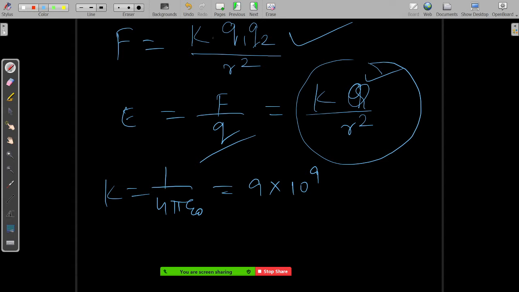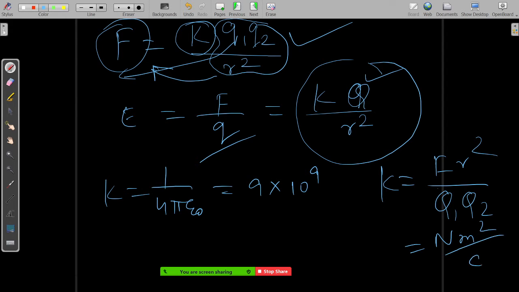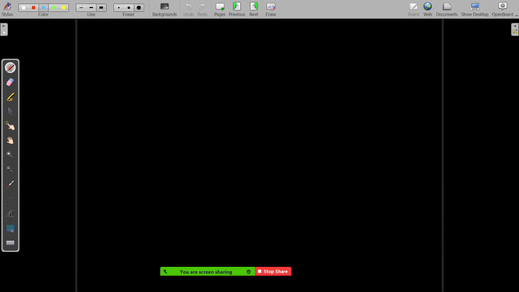What's the unit of this thing? You can calculate it from this. If you want to find the unit of k, what would it be? What is the unit of F? This is Newton into r square, divided by q square. So k is F r square by q1 q2, so Newton meter square per Coulomb square. Understood, no?